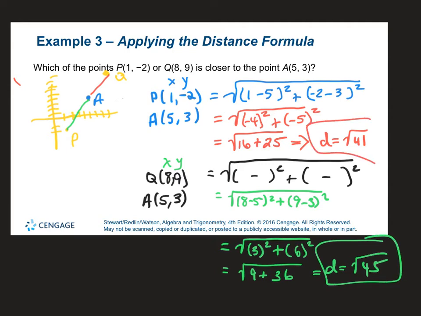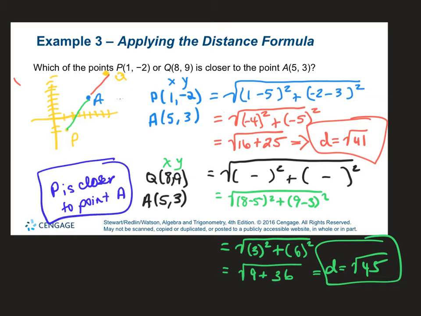What do you notice? What can you deduce from this? What can you tell me? Okay, you could break that down, but you don't have to in a question like this because you're answering the question, which one's closer? So what point is closer to point A? Is it P or Q? Yep. P is closer to point A. And I know that because the square root of 41 is smaller than the square root of 45.